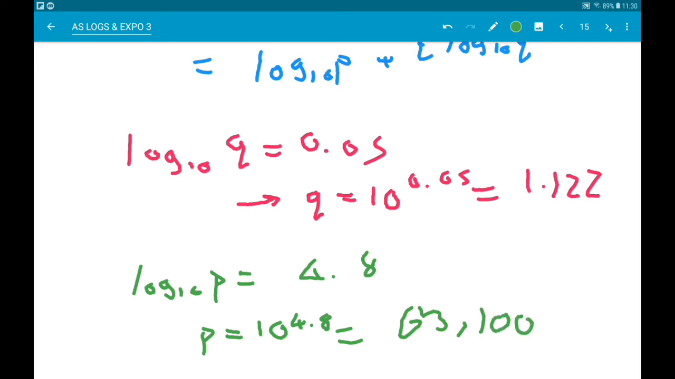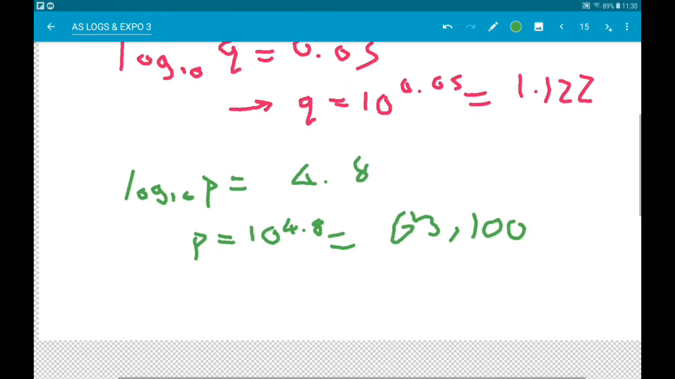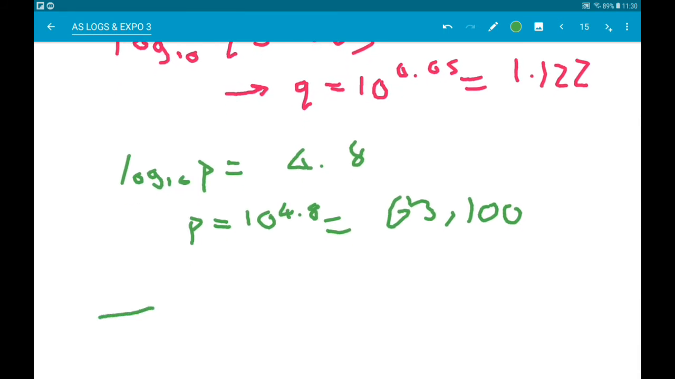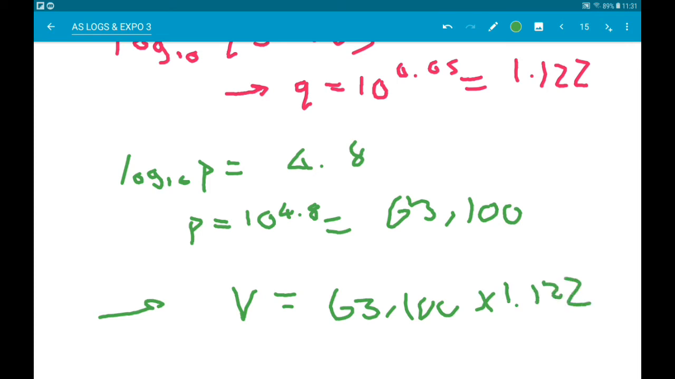So we can now write the model as V is 63,100 times 1.122 to the power T.